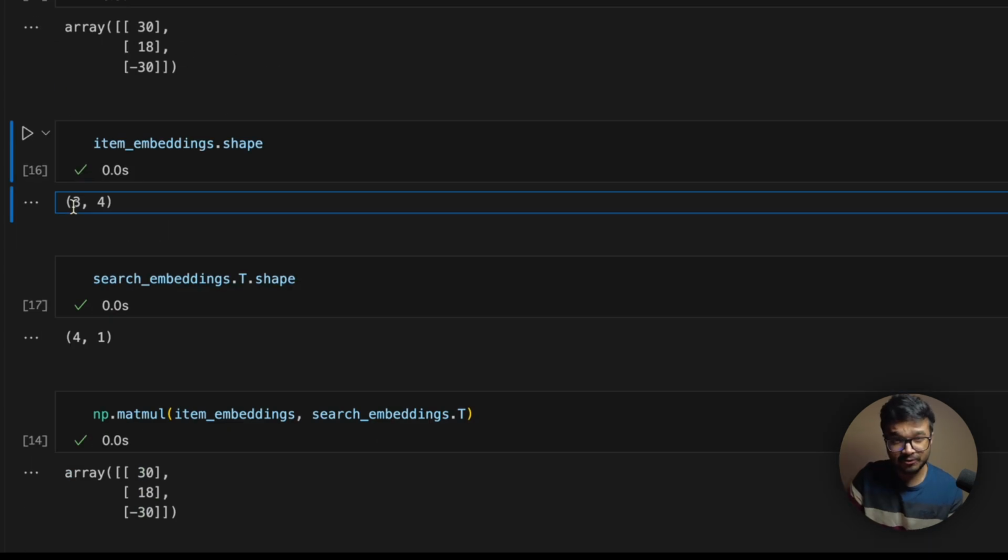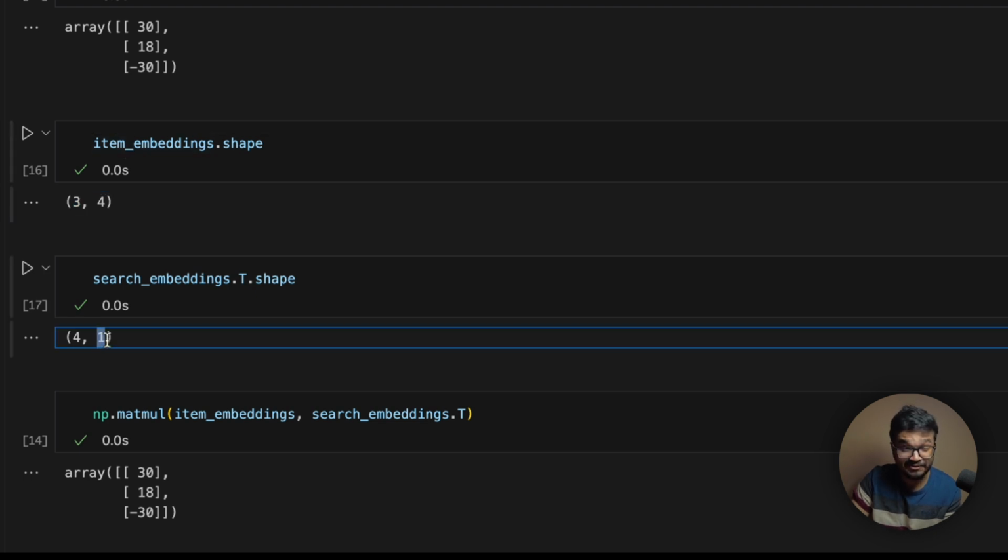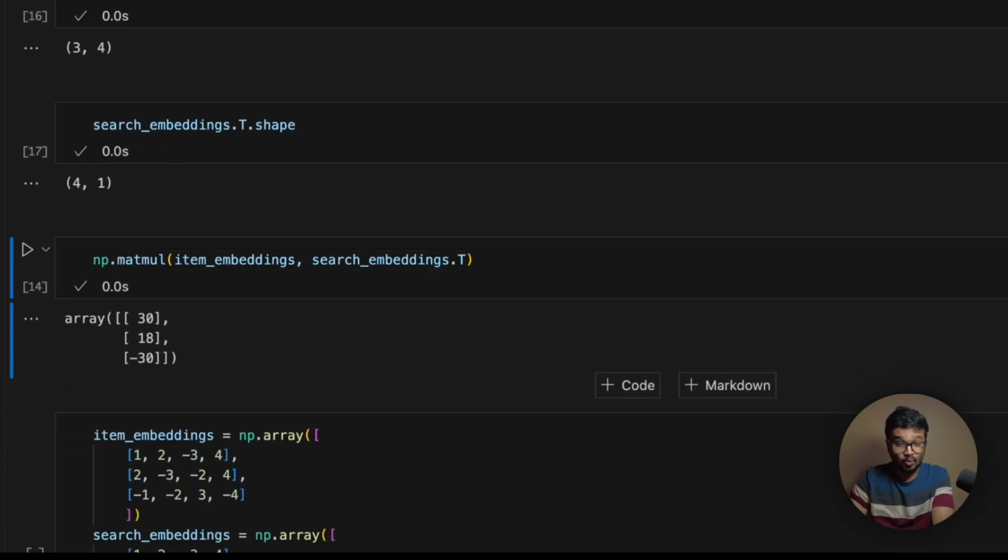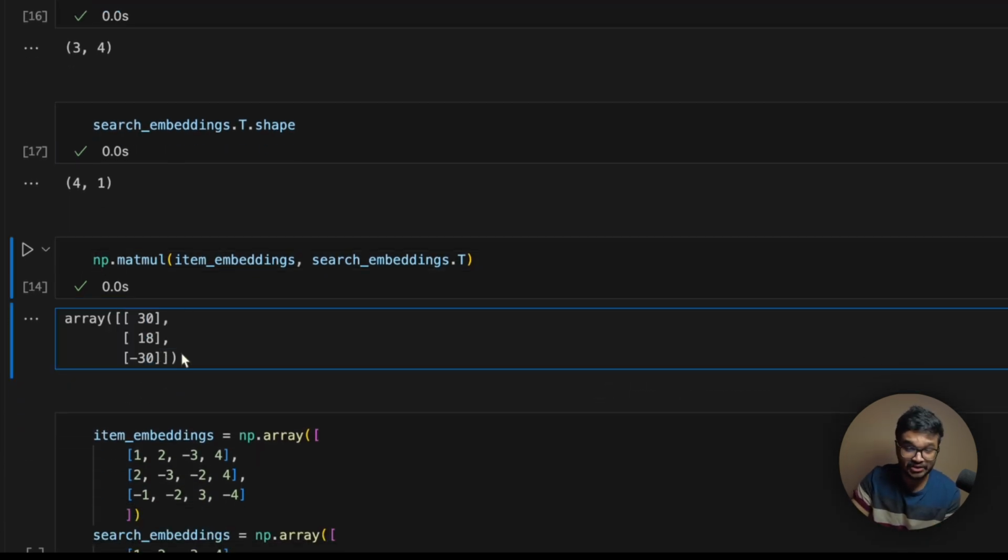And next, after we do this matrix multiplication, the final output is going to be the first dimension of the first matrix and the second dimension of the second matrix. So it's going to be an output of shape 3, 1, and lo and behold, that's what the shape is.